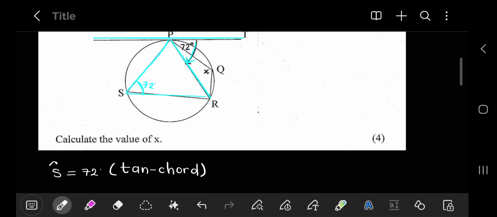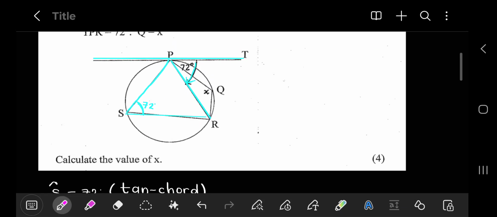Now remember, our aim is to calculate the value of X. So the next step is to see how we can now use this angle S to solve for X. Analyzing your diagram a little closer, you realize that you have a cyclic quadrilateral, which I'm going to call PQRS. What makes a quadrilateral cyclic is when all four corners lie on the circumference.